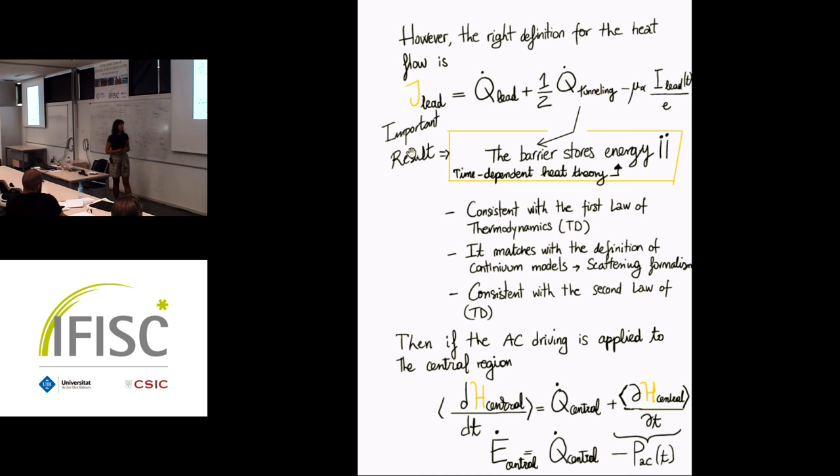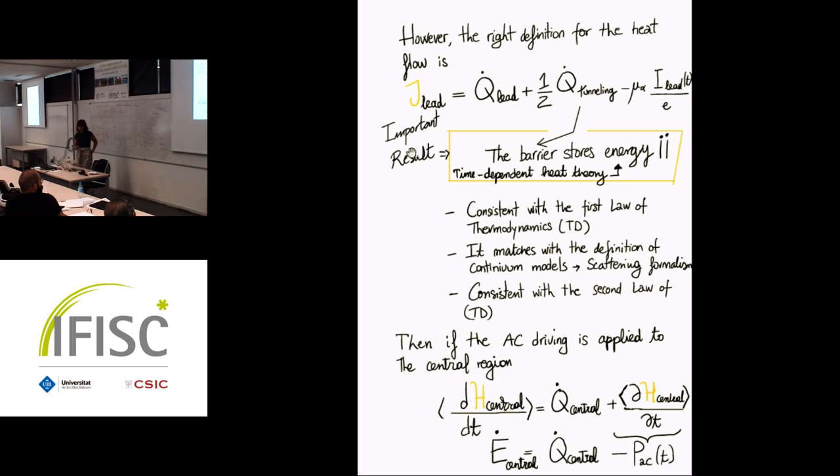And in our work, we have checked that to be consistent, then we need also to include this term. So, well, we can now ask about this current in the lead, but also we can think about how the energy changes in the central part, and then we end up with this equation here. And indeed, how the energy changes in the central part is given by this Q, that is the commutator with the total Hamiltonian and the Hamiltonian in the central part, and this is just the power that generates the AC source.